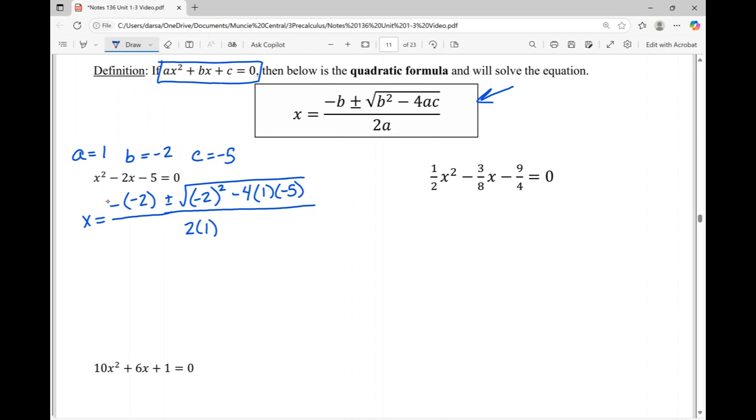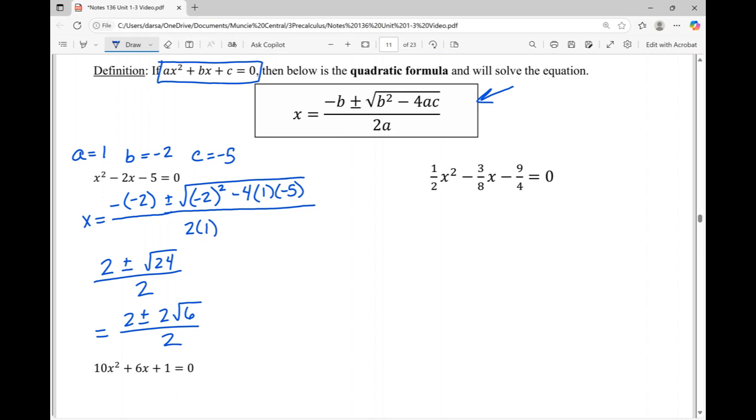Now it's a matter of simplifying. So negative negative 2 is 2. Negative 2 squared is 4. Negative 4 times 1 times negative 5 is 20. So this is the square root of 24 all over 2. It would be nice if we could stop here, but what we need to do now is simplify this. If we simplify our square root, the square root of 24 simplifies to 2 square root of 6 over 2.